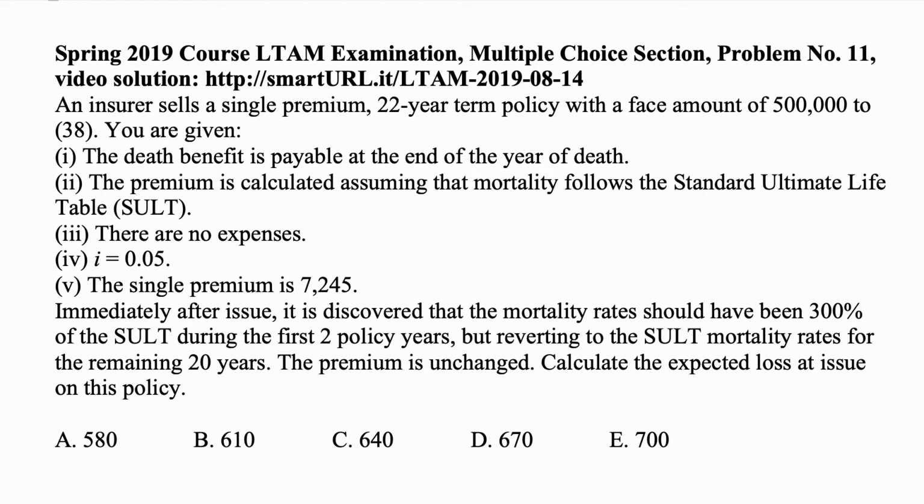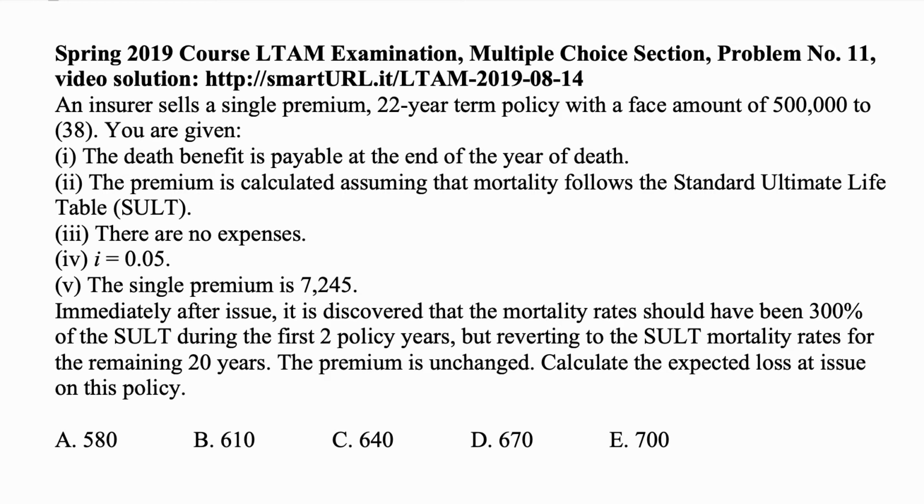There are no expenses in this policy. The interest rate is 5%. The single premium is $7,245. So that's what the customers pay for this. Immediately after issue, it is discovered that the mortality rate should have been 300% of the SULT mortality rates during the first 2 policy years, but reverting to the SULT mortality rates for the remaining 20 years. The premium is unchanged. Calculate the expected loss at issue on this policy.